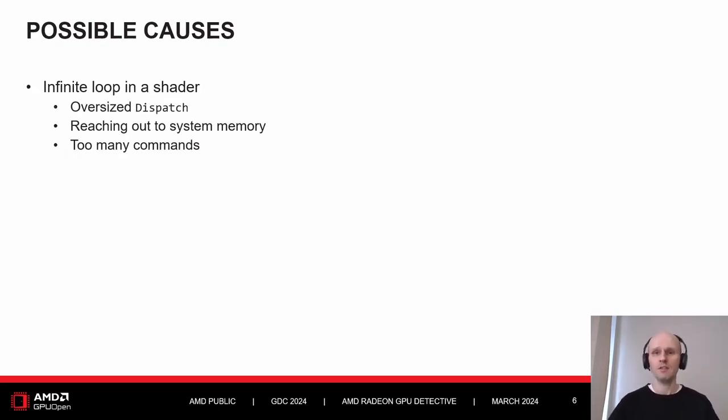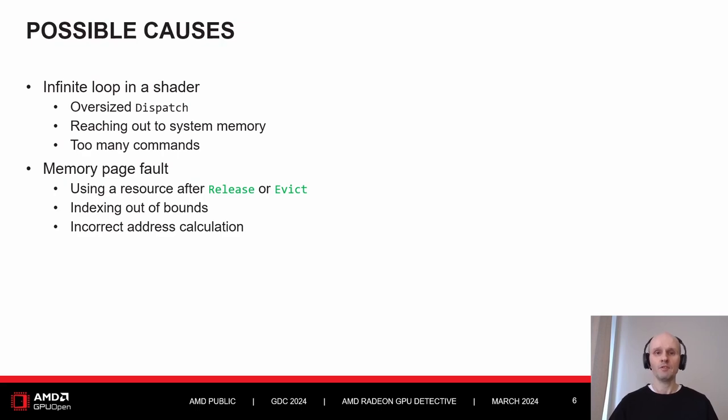What can go wrong? The most canonical example would be an infinite loop in a shader. After all, we talk about timeout detection and recovery here. Shaders are not like CPU programs that can run for hours. A single draw call or compute dispatch should take microseconds or at most milliseconds. If it doesn't complete within seconds, the system assumes that the GPU hung. It may be caused by an oversized dispatch, reaching out to system memory too often, which is pretty slow, or too many commands in the command buffer.